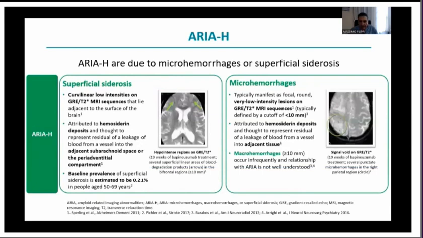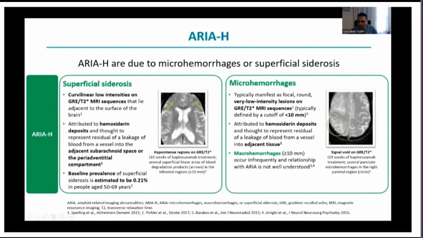Regarding ARIA-H, they are due either to microhemorrhages or superficial siderosis. Let's start with superficial siderosis. The typical aspect is curvilinear low intensities on gradient echo T2 star MR sequences, which are located at the surface of the brain. They are attributed to hemosiderin deposits, which are due to residual leakage from a vessel into the subarachnoid space or the perivascular component. And again, they're pretty rare at baseline.